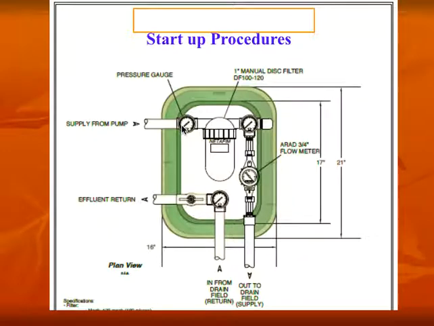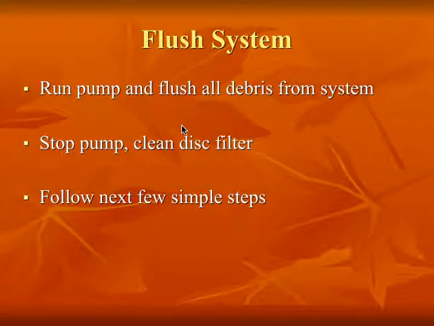Now, the startup procedures, once we've designed this drip system for both dose and flow, or flush, at the same time, and we have this headworks in place. And by the way, this headworks should be placed at the drip field, preferably at the highest elevation in the drip field, in soil. And now the procedures are actually fairly simple. What we want to do is run the pump, flush all the debris from the system, get all the dirt, the pipe shavings, and the glue globs that may accumulate in the disc filter, and clean those out. Then we'll follow the next couple of steps.